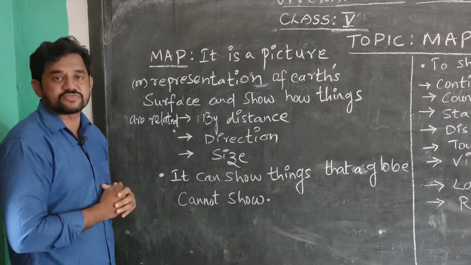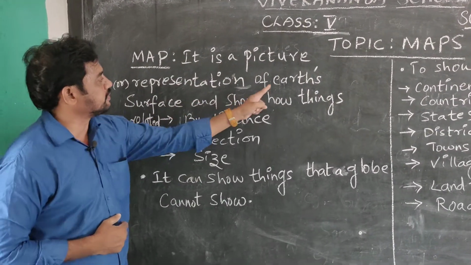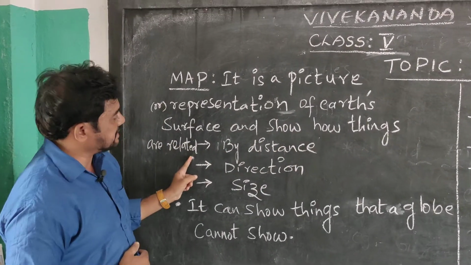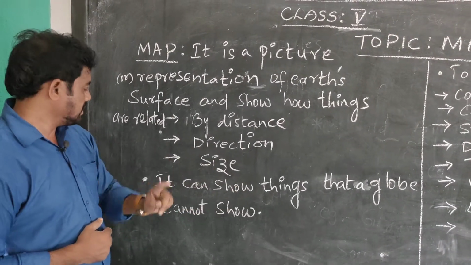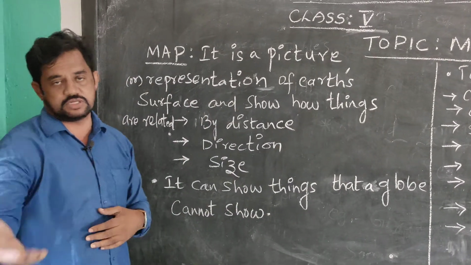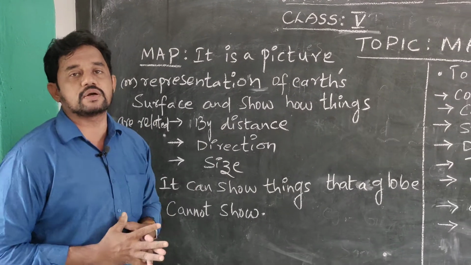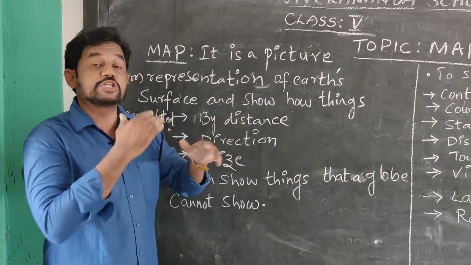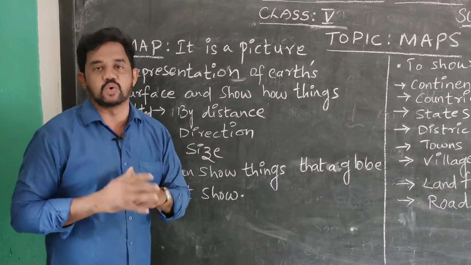Now again I will read it once for you, the definition of map. It is a picture or representation of Earth's surface and shows how things are related by distance, direction and size. It can show things that a globe cannot show. Yes, just now I was discussing this point with you. To some extent, a globe can give you a perfect idea, but maps give you a still more perfect idea than the globe. That is what we need to know here.